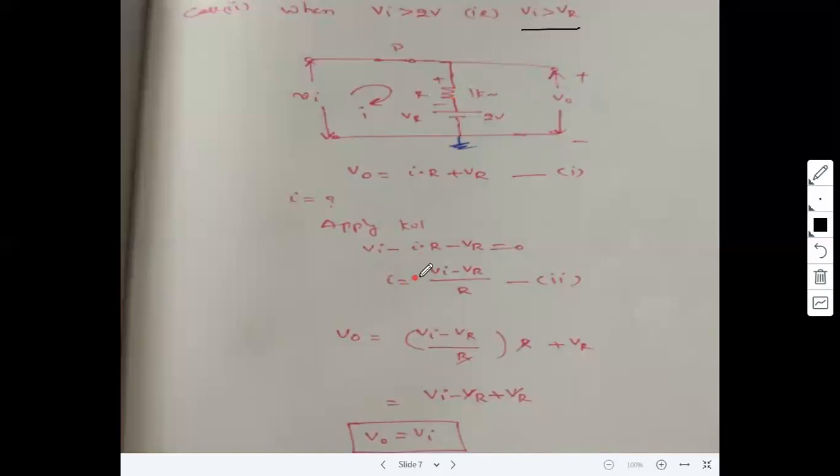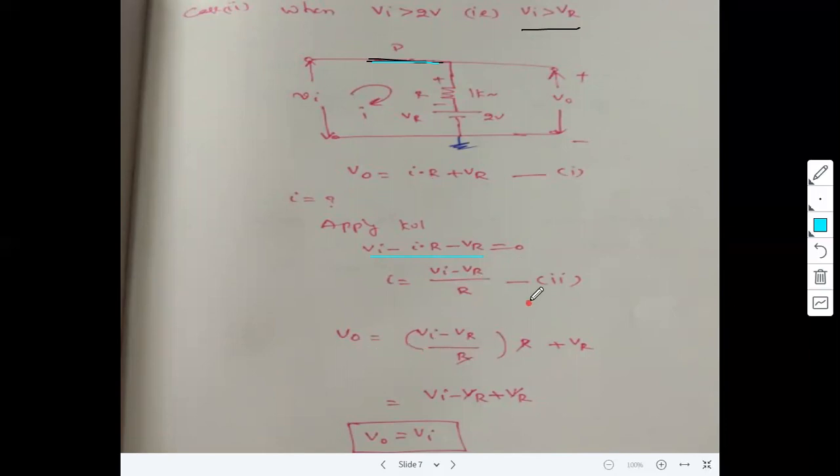What is I? I is equal to Vi. The diode is a short circuit, since we are considering the ideal diode. An ideal diode is a short circuit here. Now apply KVL to this loop: Vi minus I into R minus VR is equal to 0. So I is equal to Vi minus VR by R.